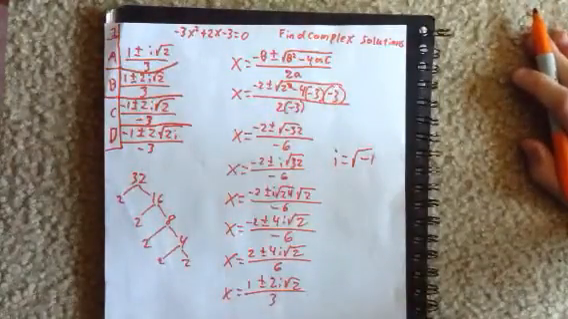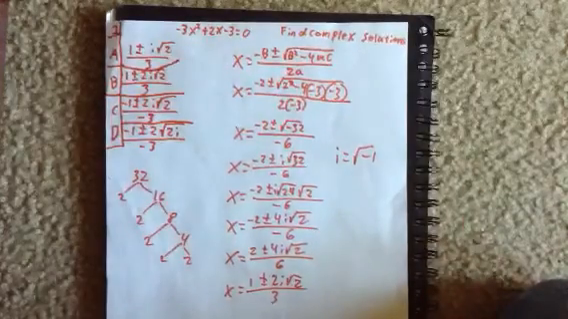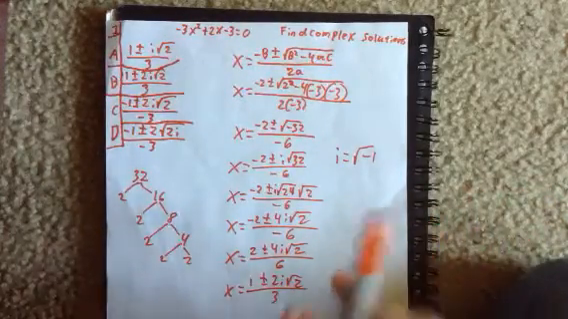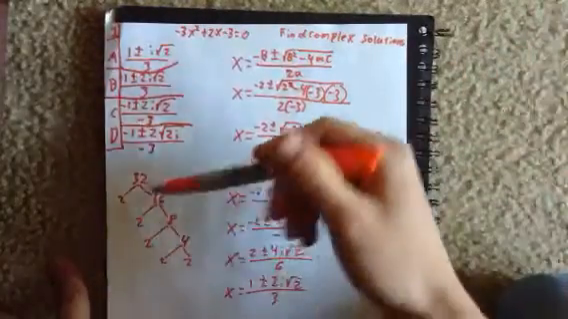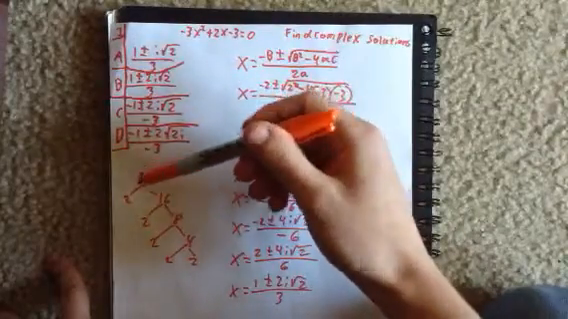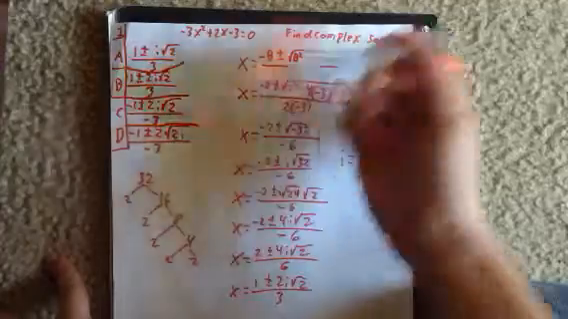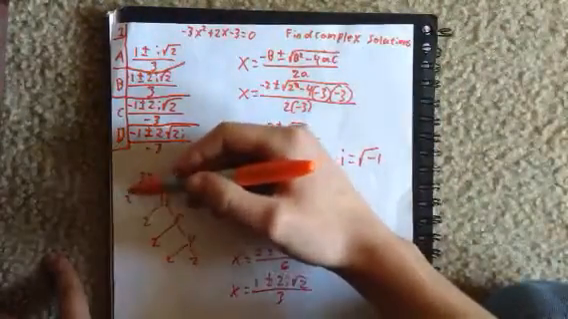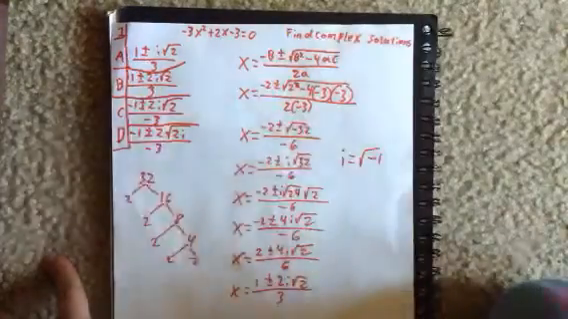But 32 is not a perfect square. And we need to find a perfect square. To do that, we go to this factor tree here. I made a factor tree of 32. We got 2 and 16, then 2 and 8, 2 and 4, then 2 and 2. So now we need to count how many factors. So 1, 2, 3, 4, 5.